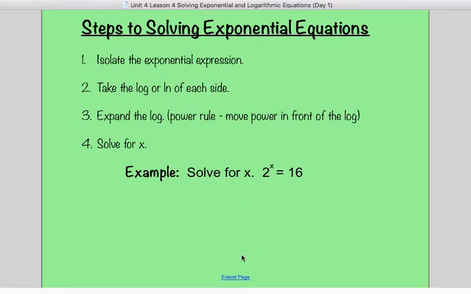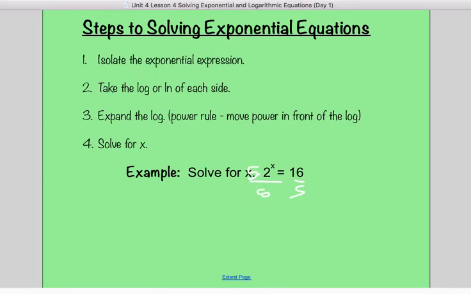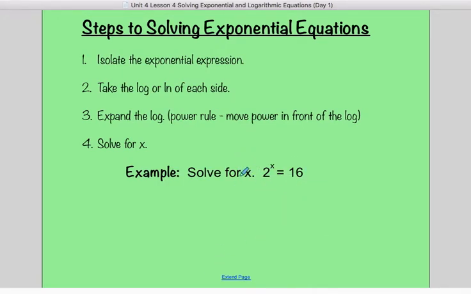So we have 2 to the x. If there was a number in front of here, like 5, we'd have to divide both sides by 5, so we don't need to do that for this problem. So since it's all by itself, we're going to go ahead and take the log on both sides. So log of 2 to the x equals log of 16.